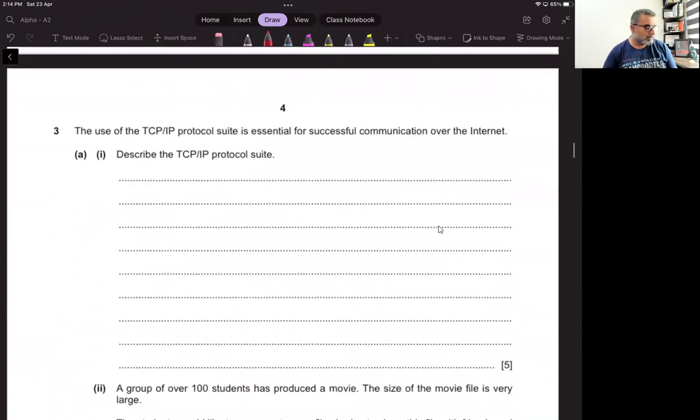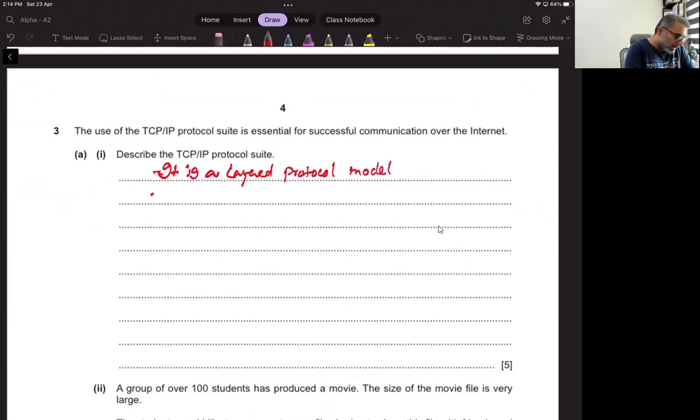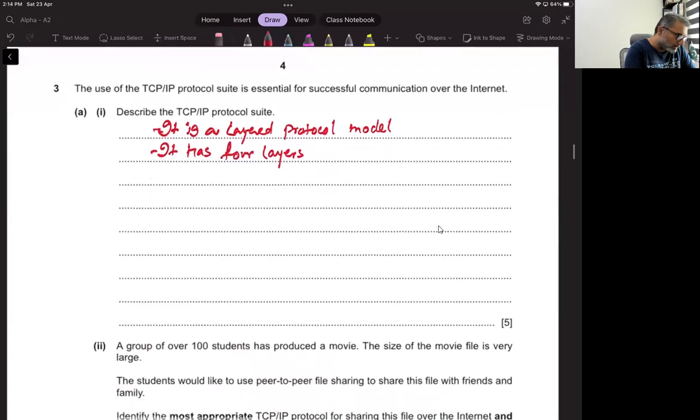Question number 3. The use of the TCP/IP protocol suite is essential for successful communication over the internet. Describe the TCP/IP protocol. All right. It is a layered protocol, or layered protocol model. It has 4 layers.